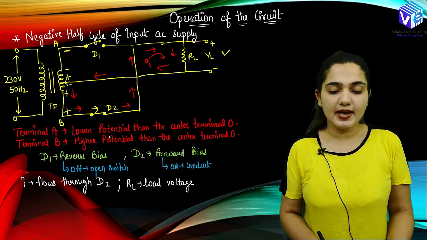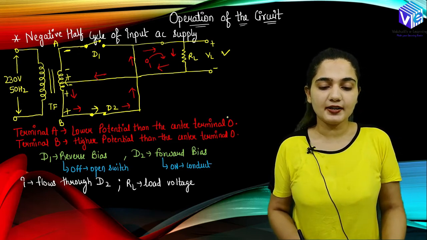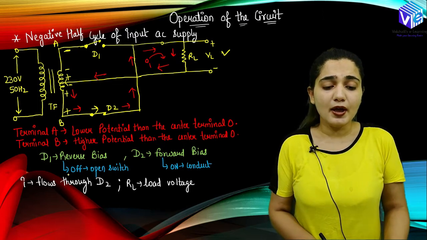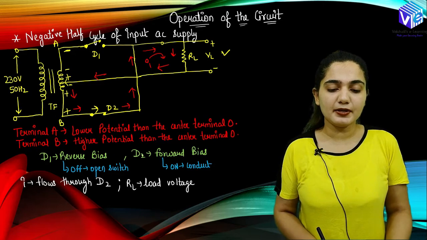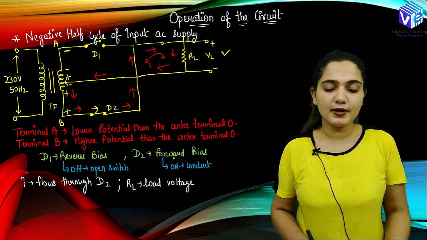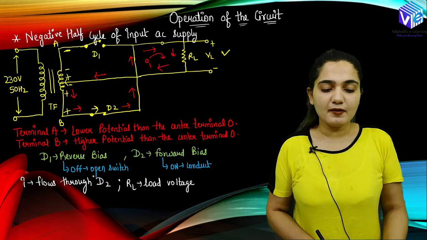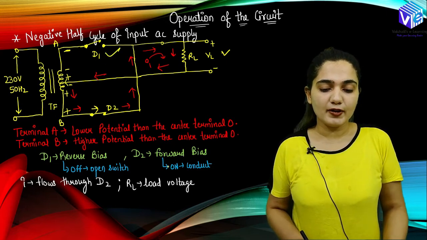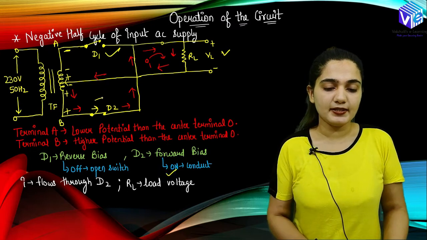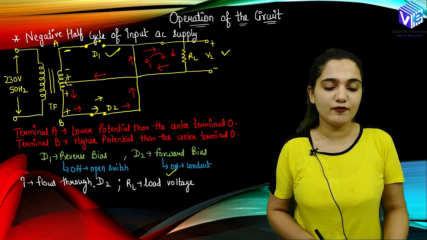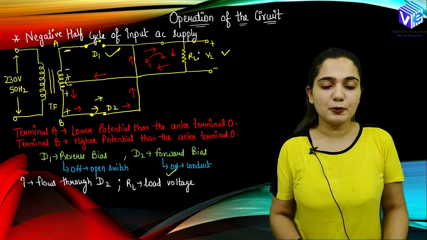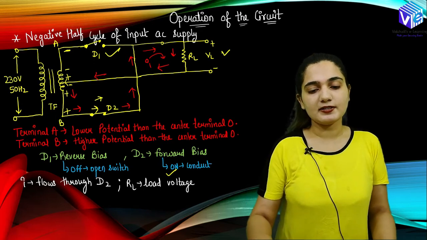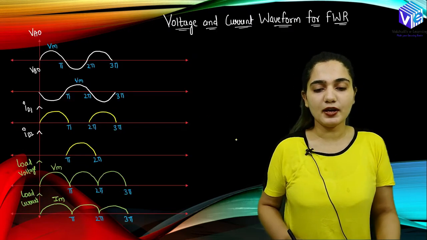So here terminal A is at the lower potential than the center terminal O and terminal B is at the higher potential than the center terminal O, and because of which diode D1 becomes reverse bias and diode D2 becomes forward bias. D1 becomes off, thus behaves like an open switch, you can see over here, and D2 becomes forward bias, thus becomes on and it will start conducting and current flows through the diode D2 and reaches up to RL, and thus a voltage generates at the RL which can be represented as the load voltage. I hope you understood the operation.